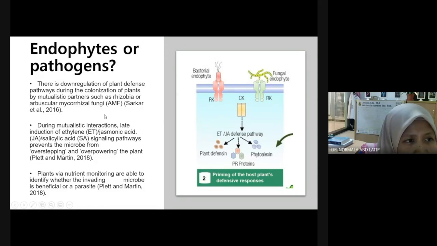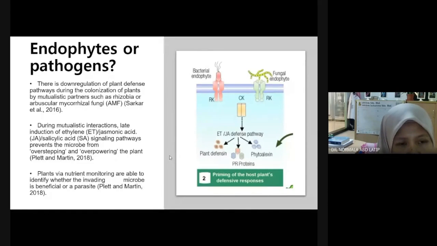So how is there downregulation of the plant defense pathway during colonization of the plant by a mutualistic partner, such as rhizobia or arbuscular mycorrhizal fungi? During mutualistic interaction, late induction of ethylene, jasmonic acid, and also the salicylic acid signaling pathway will prevent the microbe from overstepping and overpowering the plant. So they have the mutualistic agreement. And the plants, via nutrient monitoring, are able to identify whether the invading microbe is beneficial or a pathogenic microorganism.